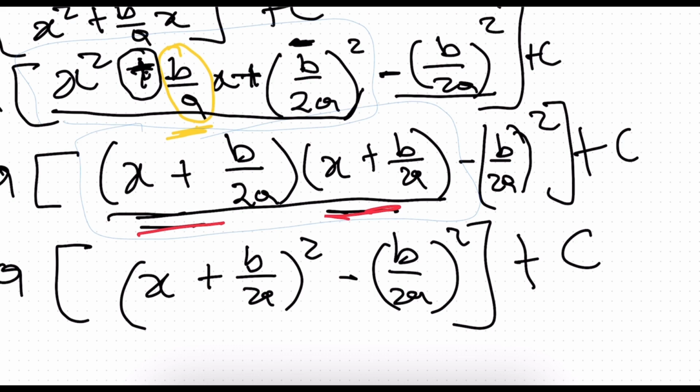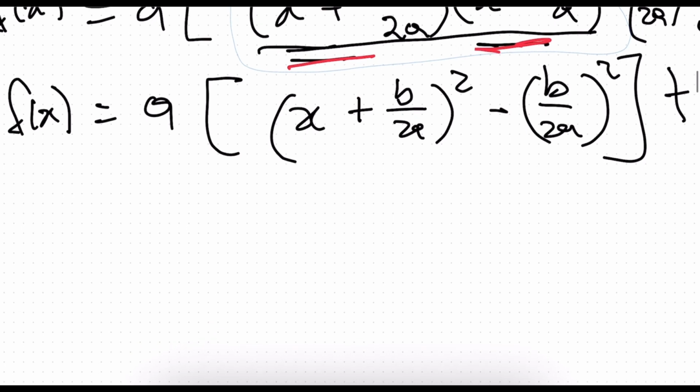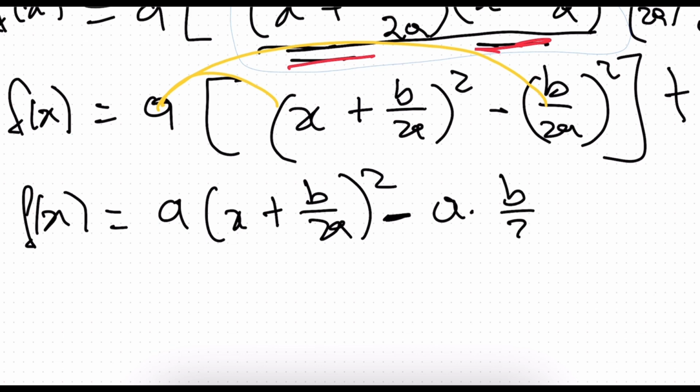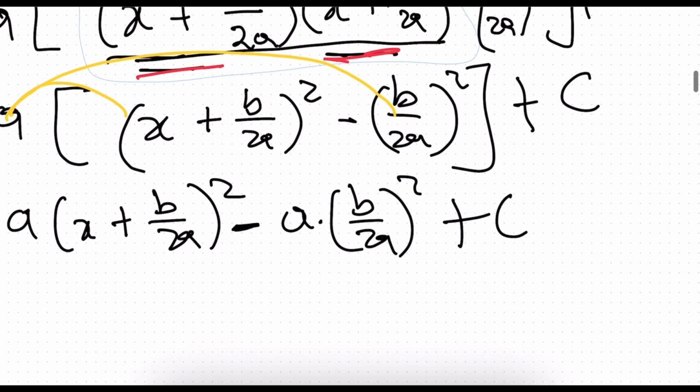Okay, now let's simplify our newly formed equation. You now have f of x equals, you just multiply inside by your a. You have your a multiplying this guy over here and your a multiplying this guy over here to kill the square bracket. So now you'll have f of x equals a times x plus b over 2a all squared, minus a times b over 2a all squared. Then you'll have your plus c that you already had. You remember initially we had a plus c over here, so you just dropped it here. It's still the same thing.